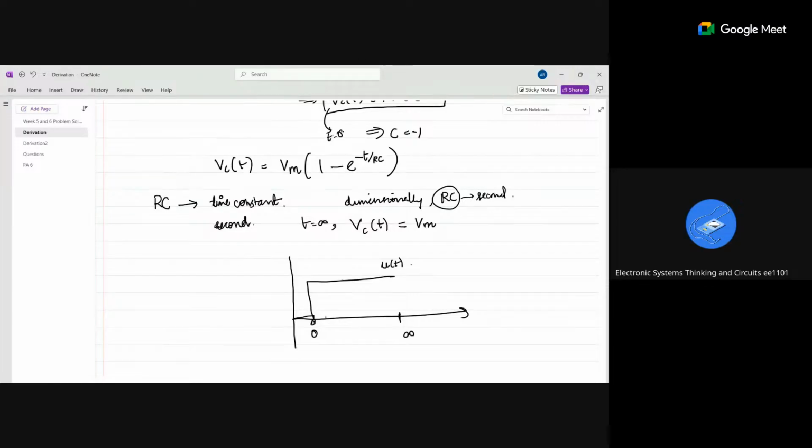Initially at time equal to 0, the voltage across the capacitor, what is Vc of t? It's 0. And when the time becomes infinity, it attains the maximum value, right? That's what we found by this derivation, right?